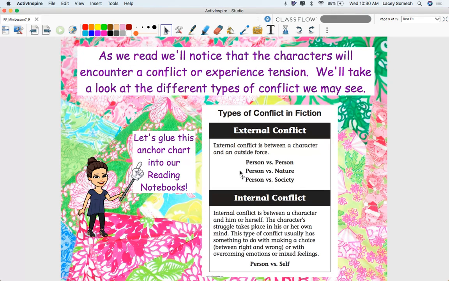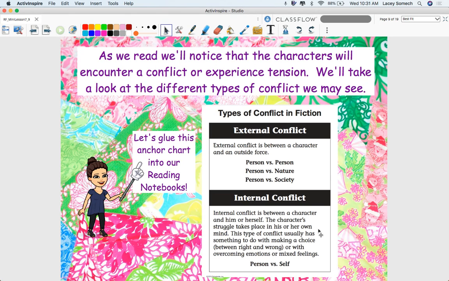Now, sometimes you're going to have a conflict where the character has something in nature that they're struggling with. So maybe something that they're encountering in nature is causing the problem. Maybe the character is having an issue with society. Maybe there's something in the community that's causing issues or conflict for them. So that's person versus society.